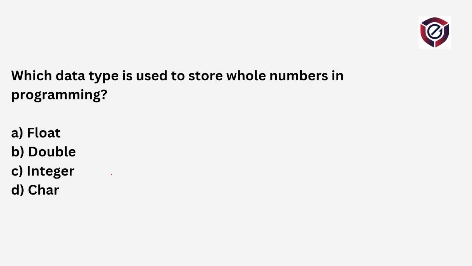It is very similar to float, but it will be containing the numbers in the form of more precise value. Integer is a data type which will be used to store whole numbers. The correct option is option C, integer. It is that data type which will be used to store the whole number, such as +5, -10, 10,000. Such values, whenever we want to store, we will be storing it in the form of integer. And char, the last option, is used for storing the character values.